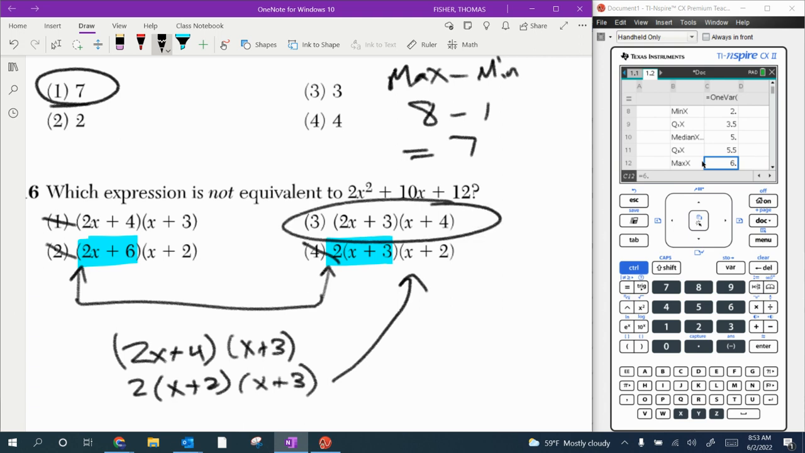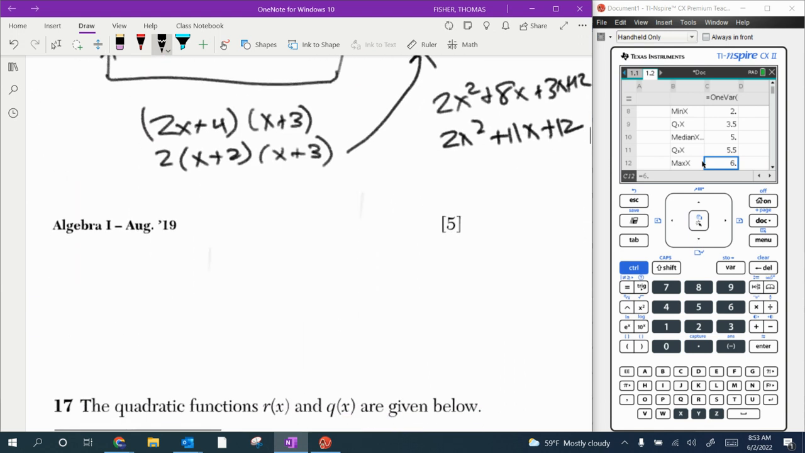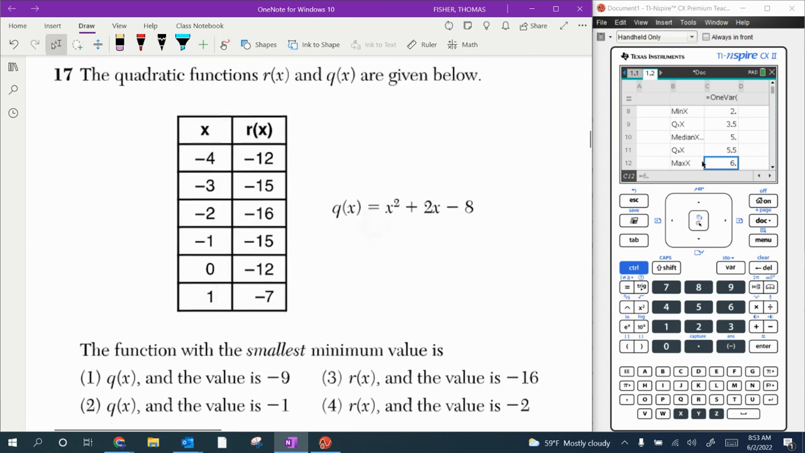This one's got to be the wrong one because if you multiply that out, you could double check. That would be 2x squared plus 8x plus 3x plus 12, which is 2x squared plus 11x plus 12, not 10x. So that's why that one's wrong. Different ways to approach that one, but hopefully that makes sense.